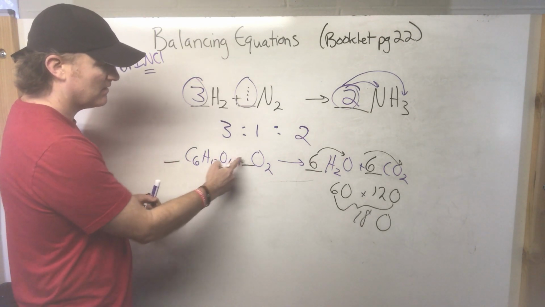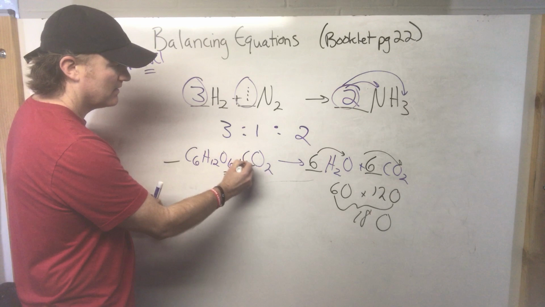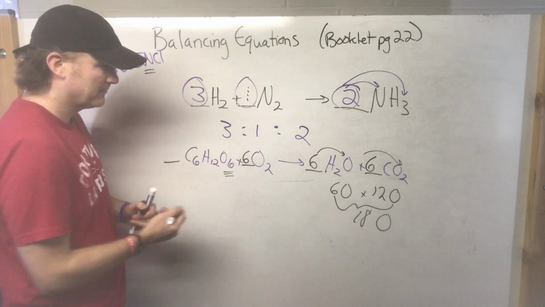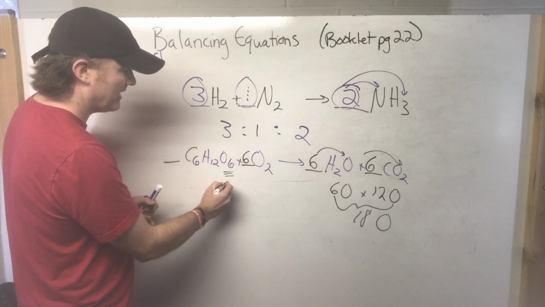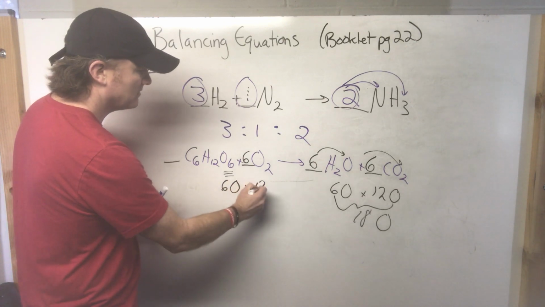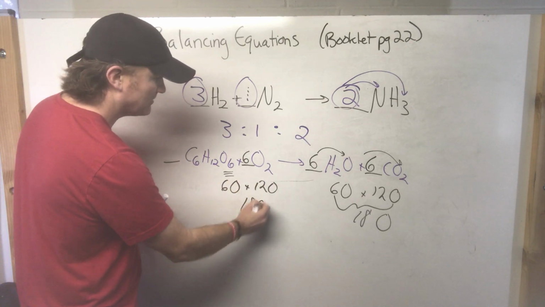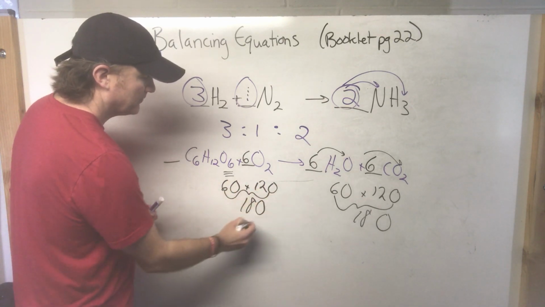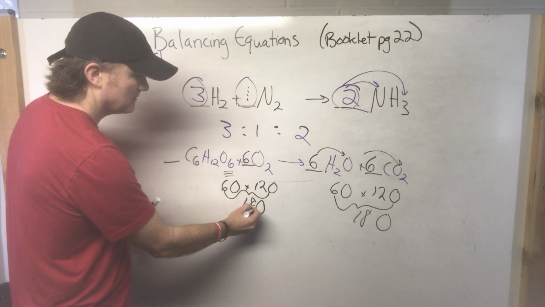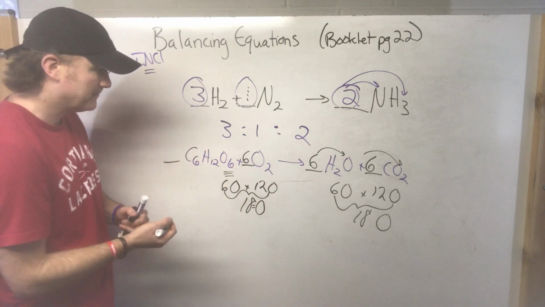6 of them are already there. I need 12 more. So again, this is also going to be multiplied by 6. 6 times 2 is 12. So now we have 6 oxygens plus 12 oxygens, or 18 oxygens together. Okay, that's an O, not 180.